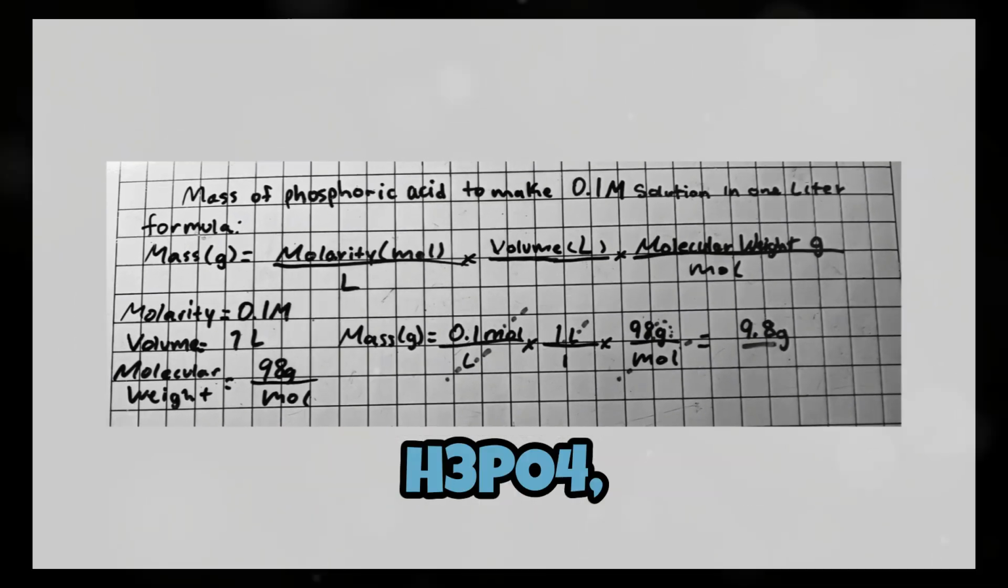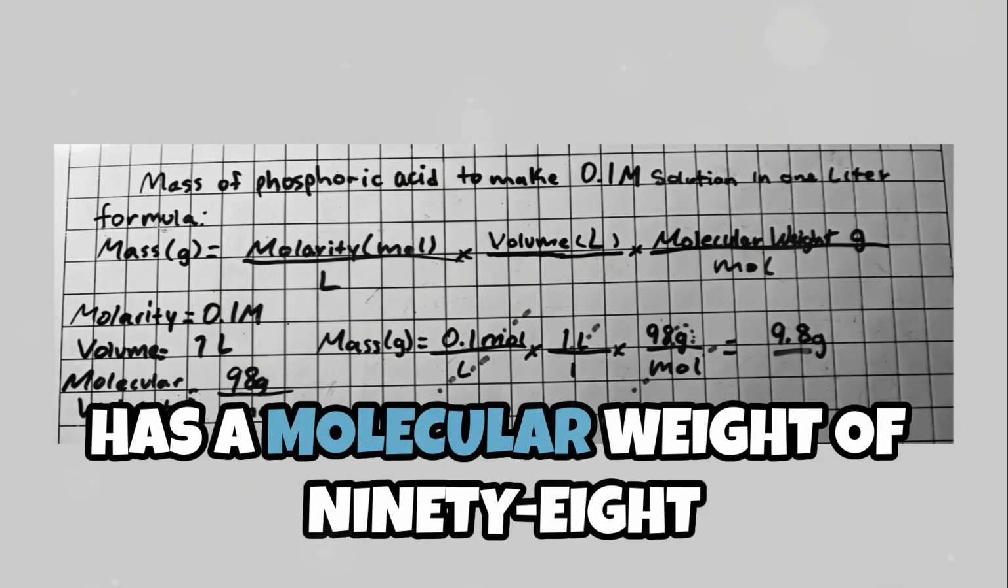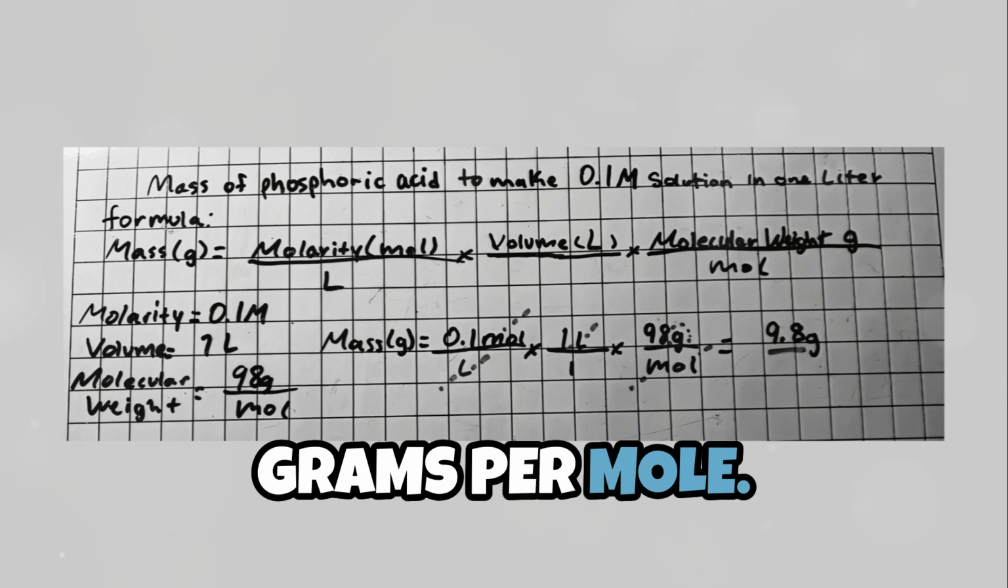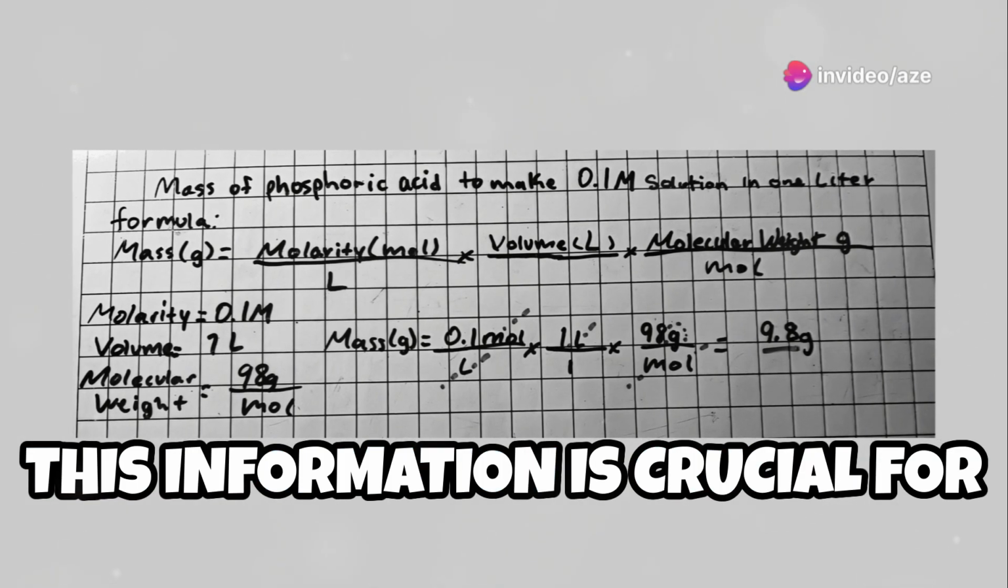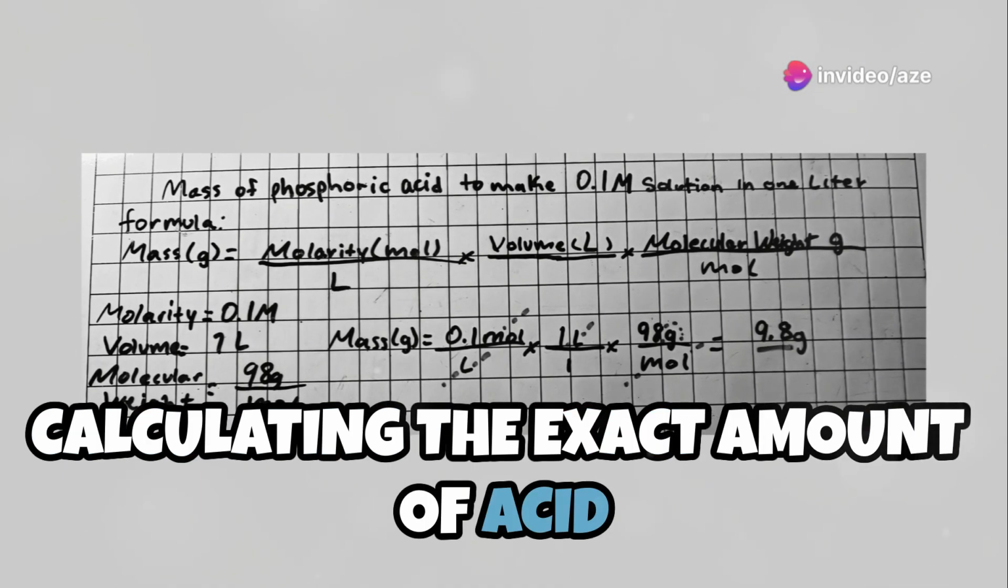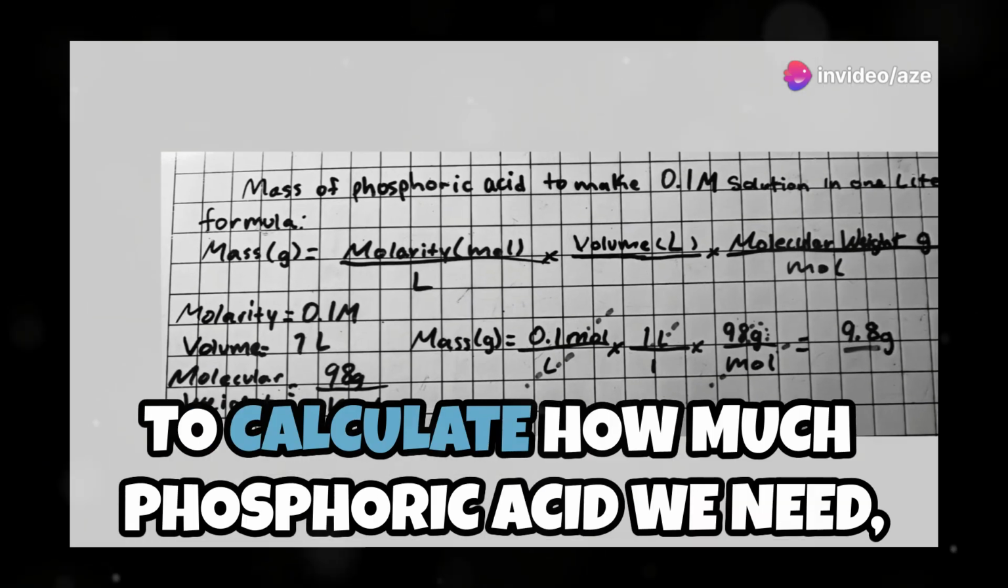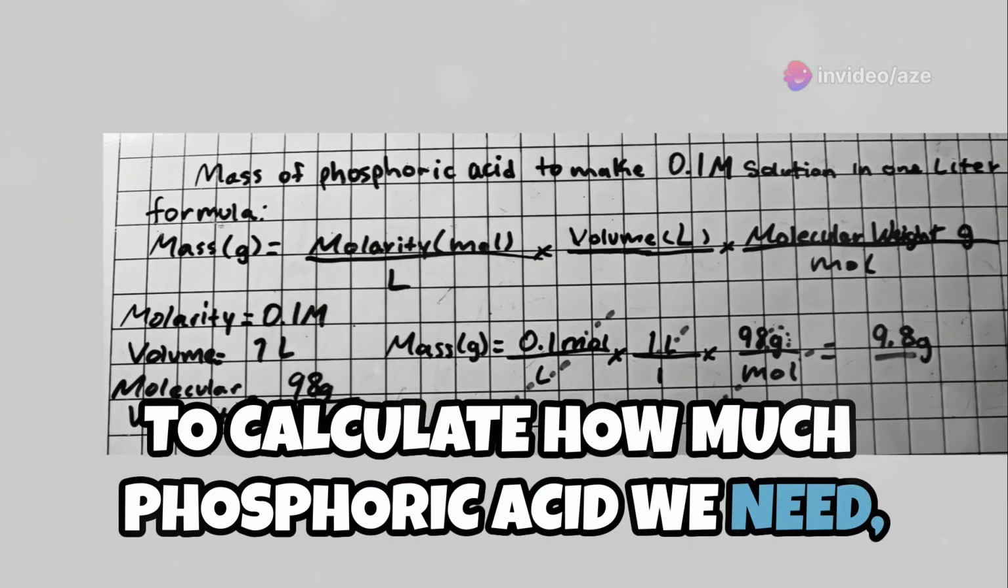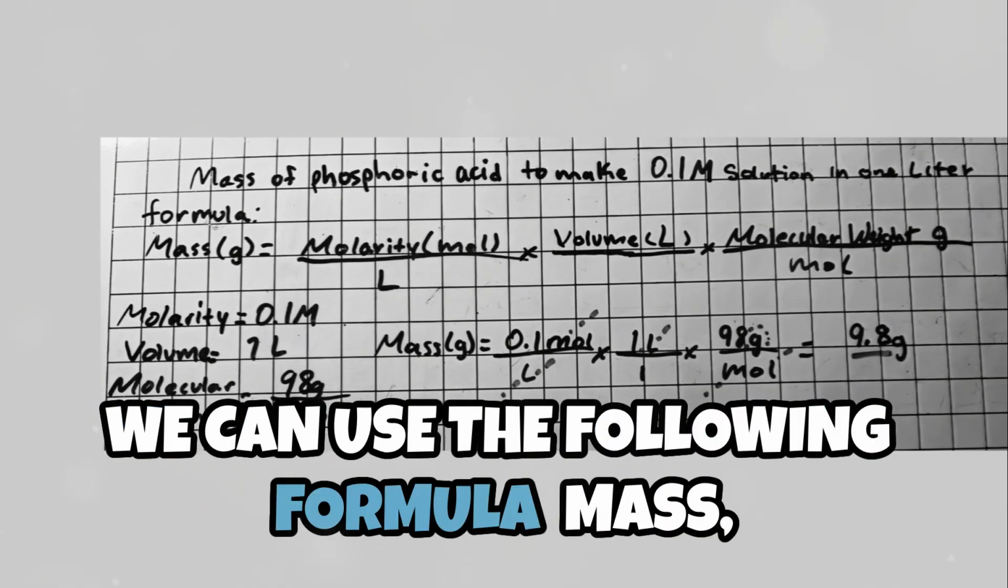Phosphoric acid, H3PO4, has a molecular weight of 98 grams per mole. This information is crucial for calculating the exact amount of acid needed for our solution. To calculate how much phosphoric acid we need, we can use the following formula.